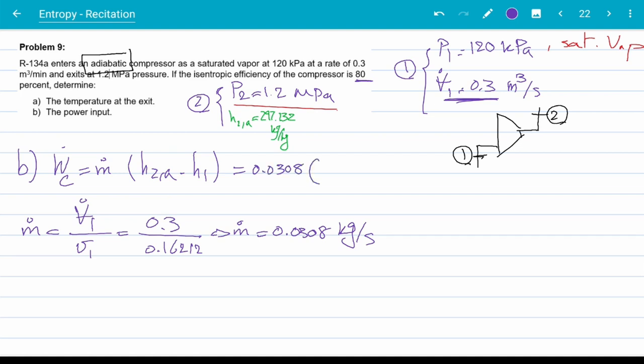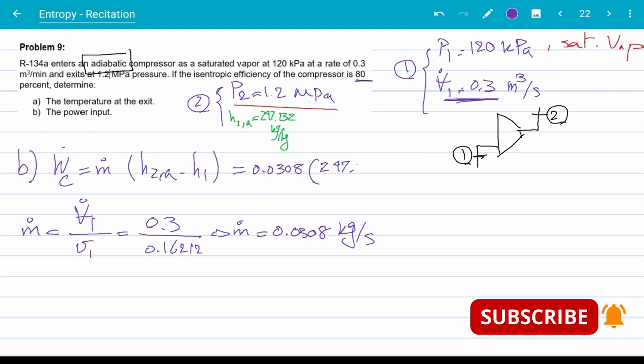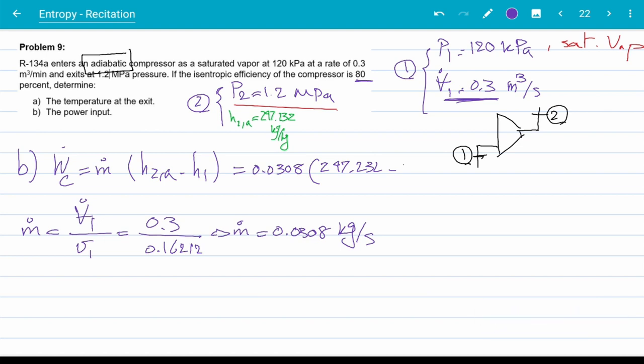0.0308 times (H2 actual, 297.232, minus H1, 236.97). Power input of the compressor is 1.86 kilowatts.